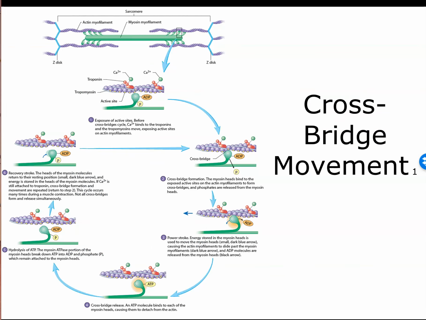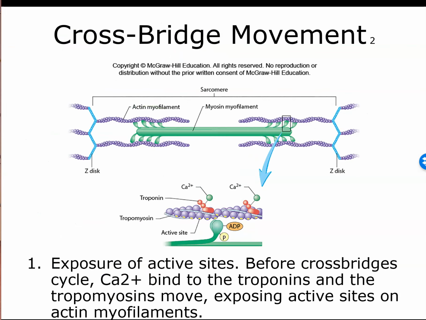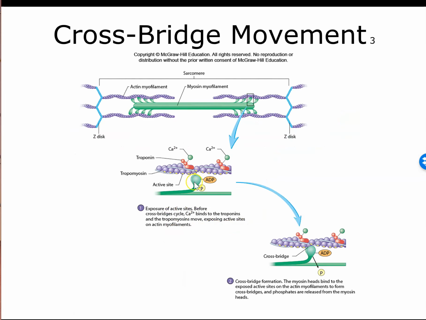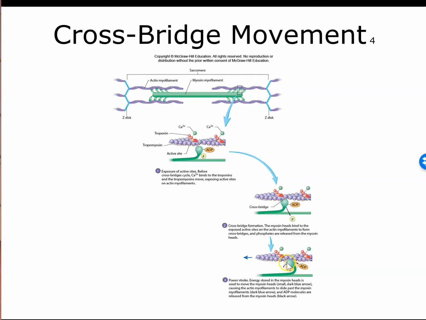So now let's take a look at this cross bridge movement that is taking place. So as we said before, calcium moved down attached to the troponin, shifting the rope-like tropomyosin out of the way. We see the active sites now revealed on our actin myofilament. That myosin head is now able to attach to that active site, and when it does, phosphate is going to leave it, leaving behind ADP. And when that phosphate leaves, we are now able to create a power stroke.